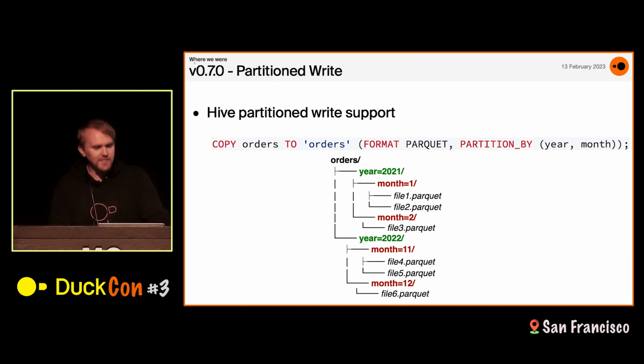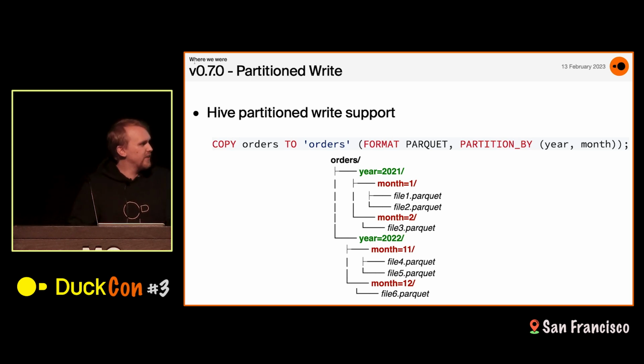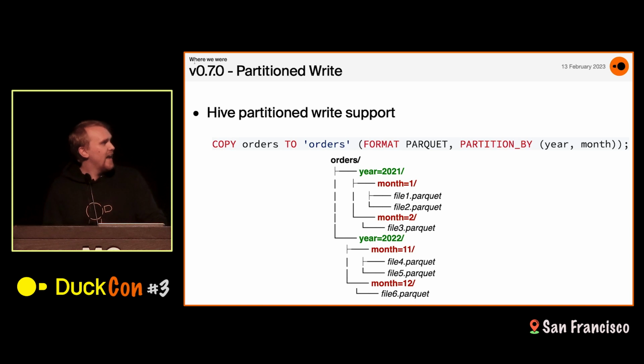Another cool thing that we added in version 0.7 was write support for hive partitioned files. For those that aren't familiar with hive partitioning, it's a partitioning structure where the partitioning information is defined in the folder structure of the file. It's not the most efficient partitioning scheme, but it is probably the easiest one. It's very easy to manually inspect and create these partitions.